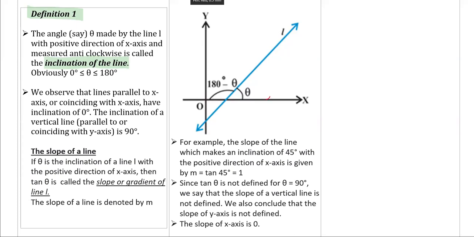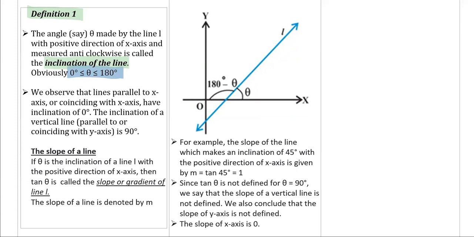The definition says it is the angle made by the line with the positive direction of the x-axis, measured anticlockwise. So if, for example, theta is the angle made by this line with the positive direction of the x-axis, we say this angle is the angle of inclination. Moreover, you should know that the angle between two lines is between 0 to 180 degrees.